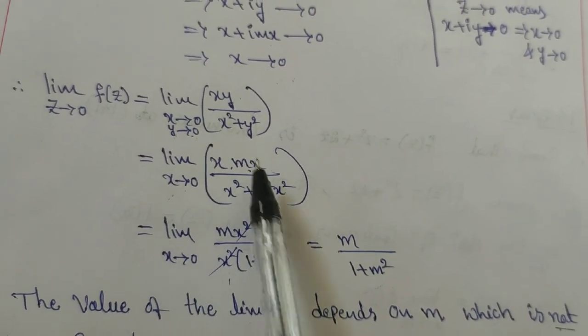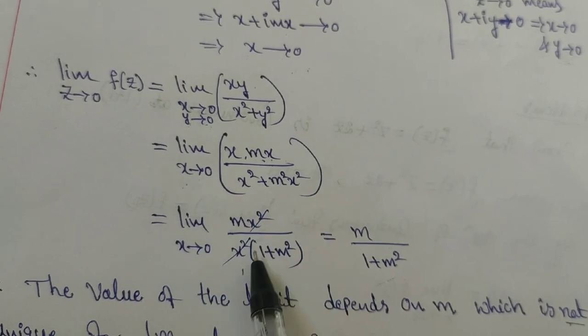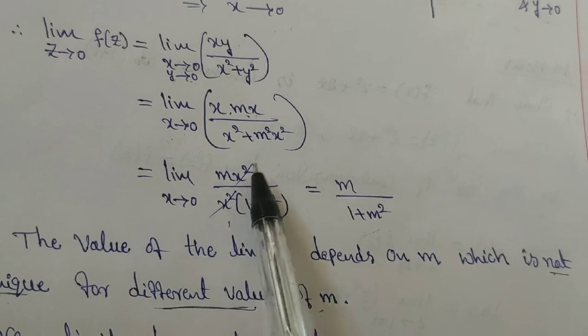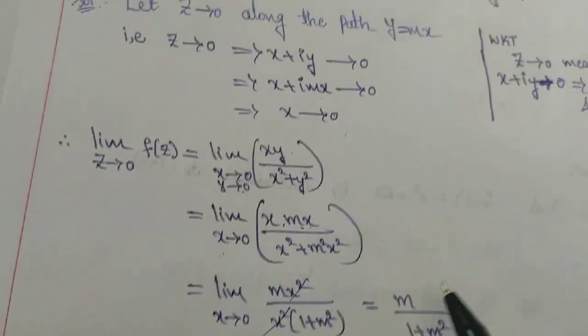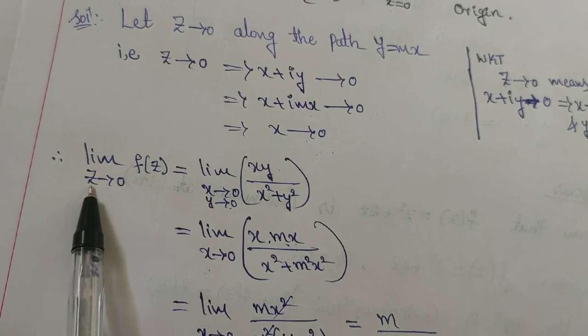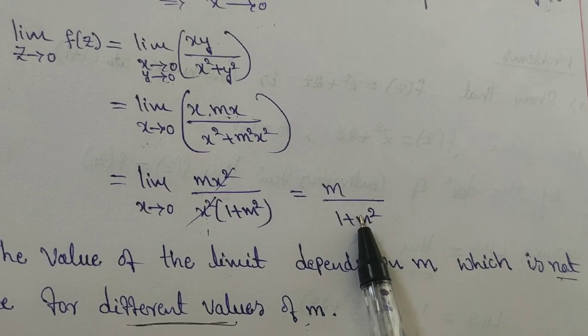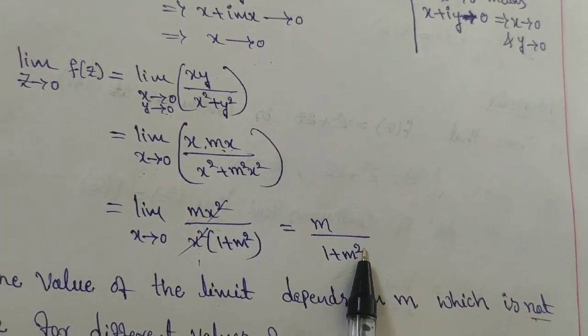In the numerator, we can write m into x square divided by, here you take the common factor x square, remaining 1 plus m square. X square cancels. What will we get as the answer? m by 1 plus m square. That means while applying the limit, we are getting the value in terms of m. That means the limit depends on the value of m.